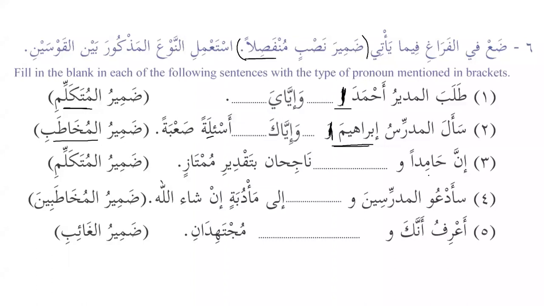And then we have إن حامدا وضمير المتكلم. Again, we have to use the first person. So what do we say? إن حامدا وإياي ناجحان بتقدير ممتاز. Indeed, Hamid and me are the ones who succeeded with excellent grades. Najihani for two, and then we have بتقدير ممتاز, with excellent grades.